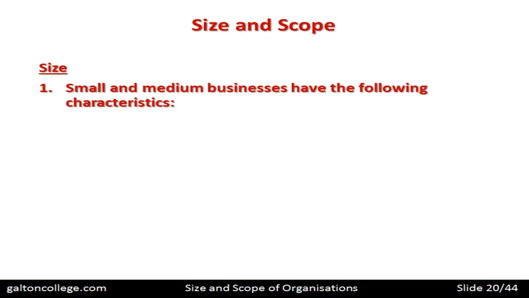Small and medium-sized businesses have the following characteristics. Generally speaking, they have a small share of the market. They're small businesses. So if the market is large, then they're going to have a small share of the large market. It could be that the small business operates in a niche market where perhaps there are very few producers, but also a very small demand.